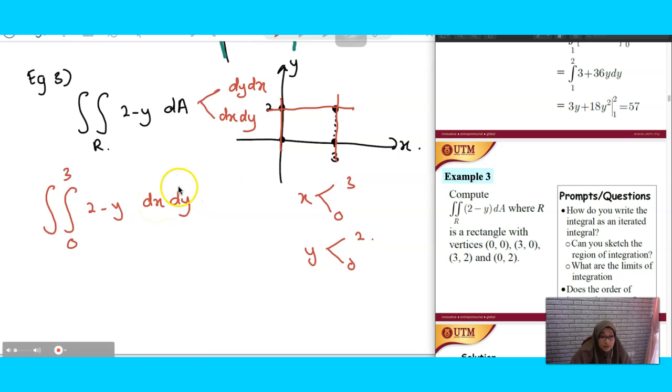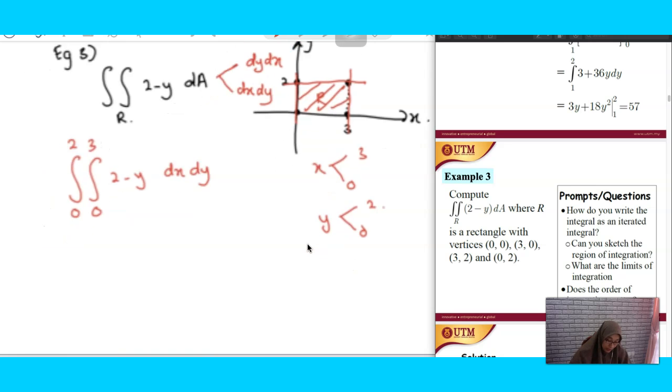You can see now, first you have to sketch the region. Now you know that you have a rectangular region, so all your limits must be constant. Second, determine which order of integration you want to use. We have decided to use dx dy, but if you want to use dy dx, it's up to you. After you decide the order, you have to find the limits. Based on the information provided, we know that x is from 0 to 3 and y is from 0 to 2.